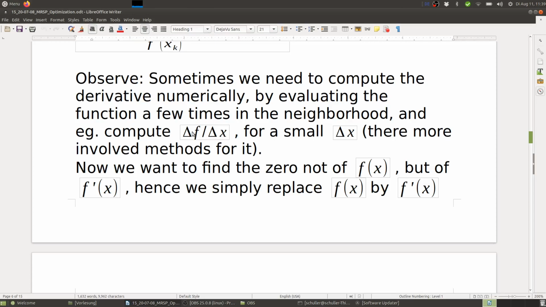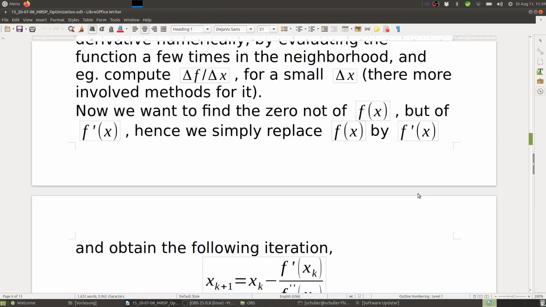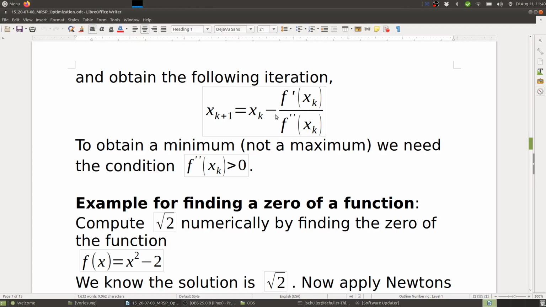So now we want to find the zero not of f, but of our derivative f prime of x, because we want to find the minimum, the zero of this first derivative, and hence we simply replace f by f prime, the first derivative, and we obtain this following iteration. So it looks almost the same, just that we start here with the first derivative and then we need to divide by the second derivative, the derivative of the derivative.